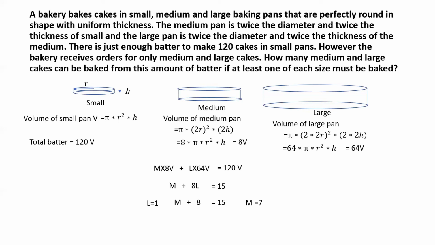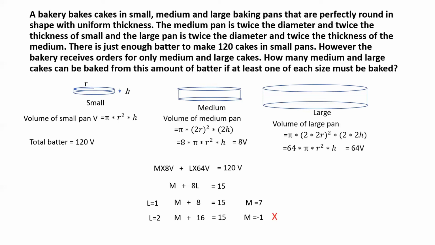But could we have any different answers? Well, the very next value for L, because L needs to be an integer, it's a number of cakes, so it can't be a fraction. So the very next value of L would be L equal to 2, because that's the next integer after 1. And if we have that value, we have M plus 16 is equal to 15, because M plus 8L is always 15, so with L equal to 2, 8L becomes 16. So M plus 16 is equal to 15. And now M becomes -1.